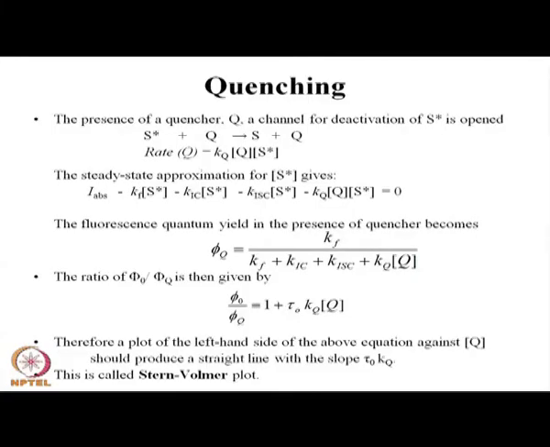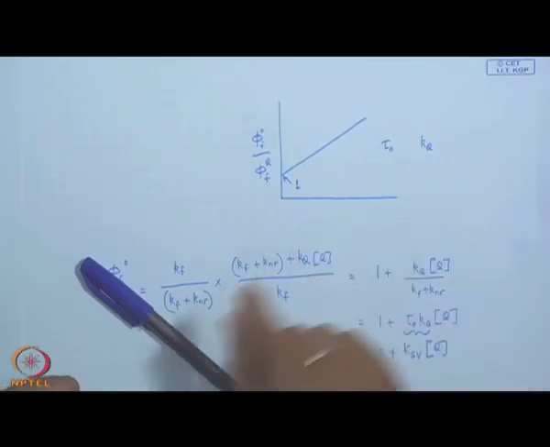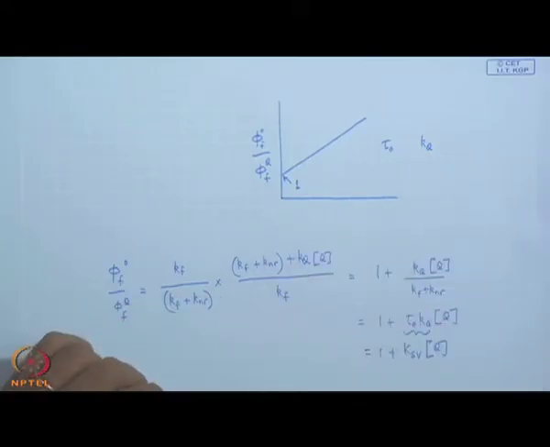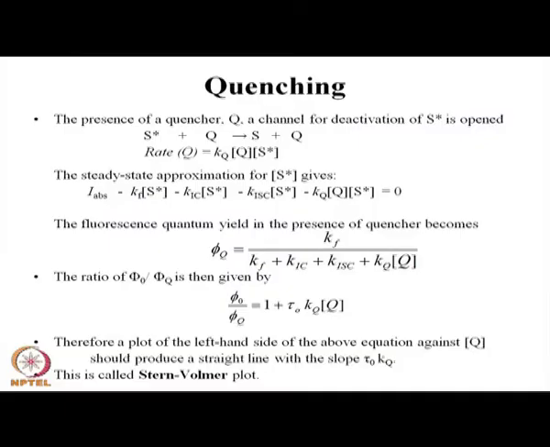Okay. So, that is why this is a very useful and handy expression, very simple and handy, that gives you the idea of this k q, the rate constant of bimolecular quenching, and this is called the famous Stern-Volmer expression.